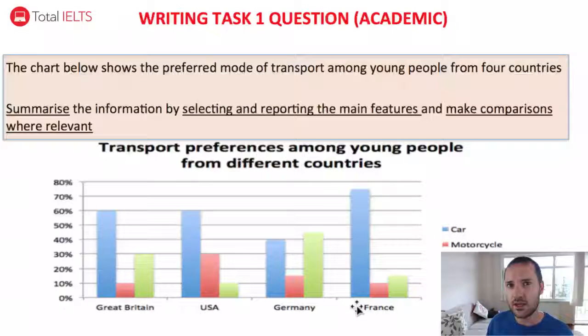So please be aware that we cannot talk about everything on the bar chart. If you do, you're not actually answering the question properly. Remember, you have only 20 minutes to write 150 words, so you have to be selective. And that's why planning your answer beforehand is extremely important, especially for these types of questions.